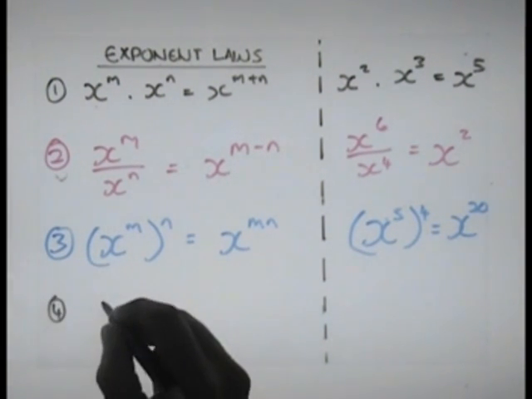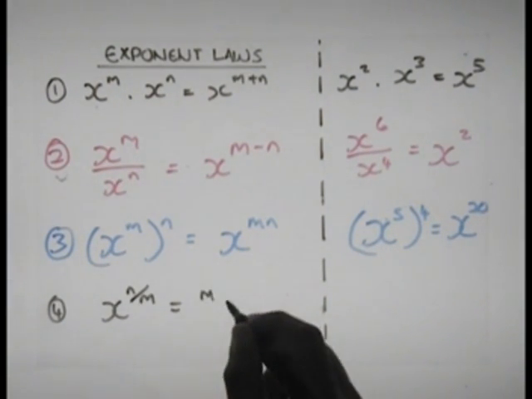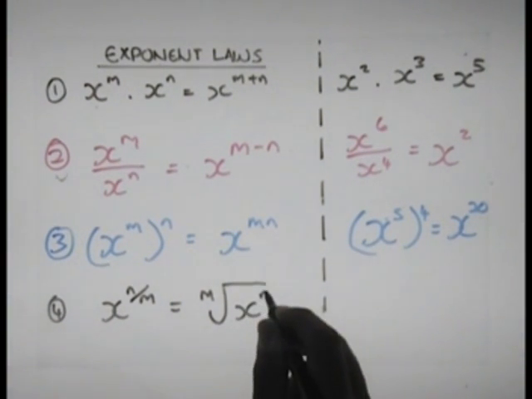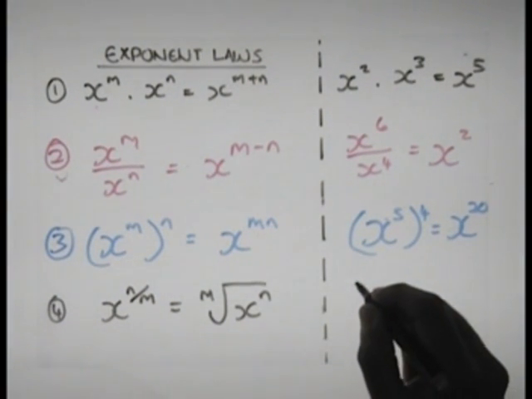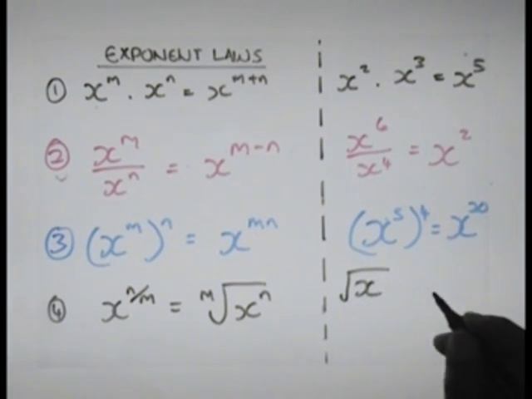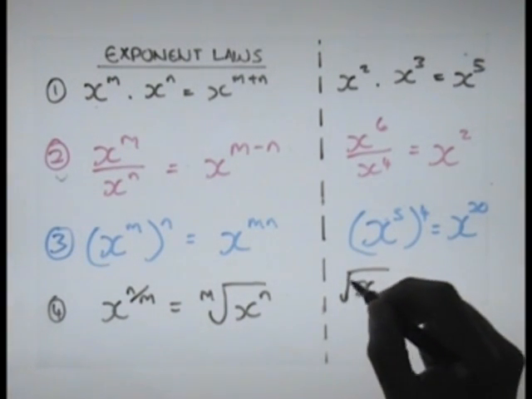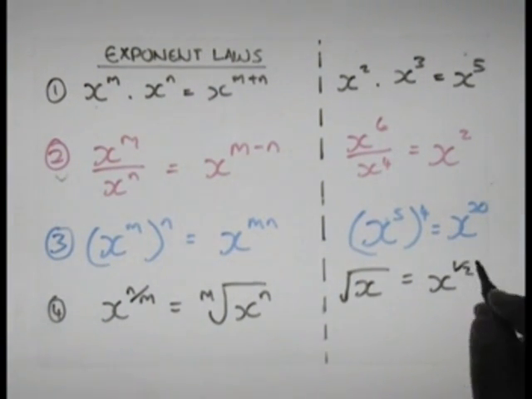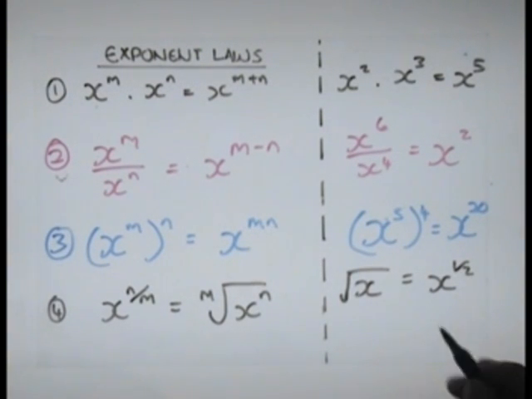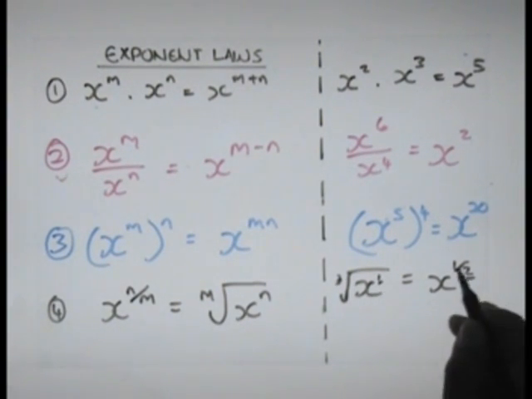The fourth law says x to the power n over m is equal to the mth root of x to the power n. The first example I'm going to use is, let's say we have the square root of x. Now remember, square root of something, if there's no number there, we assume that it's a 2, which means this is going to become x to the power 1 over 2. X to the power 1/2 is the same as square root of x, because there's a 2 there, which is the root, and there's a 1 there, which is that one over there.